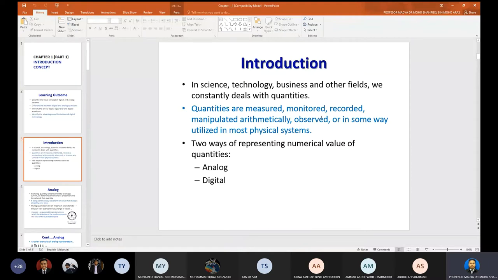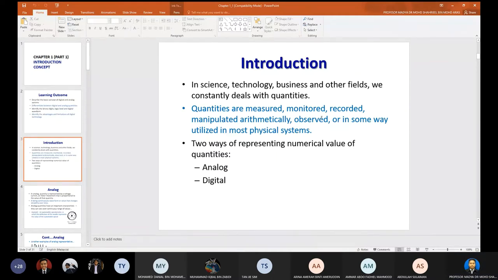For digital, it is discrete. Discrete signal. Sometimes we call it step by step. That we call digital. Digital normally is a discrete signal. Discrete means step by step. That is the definition of the difference between analog and digital. So analog is a continuous signal, but digital is a discrete signal, meaning a step by step signal.